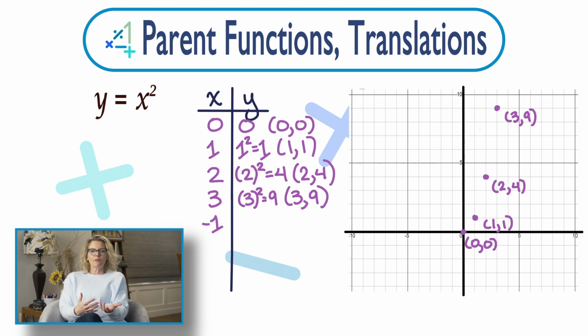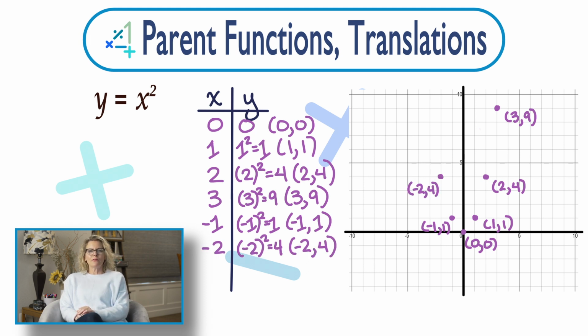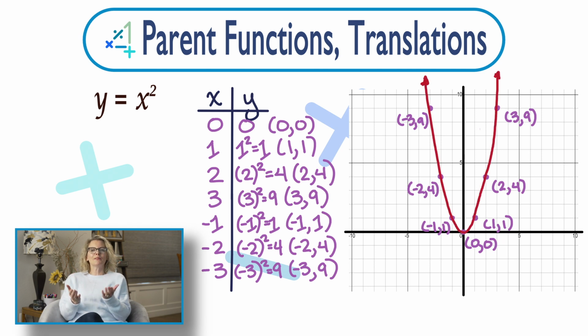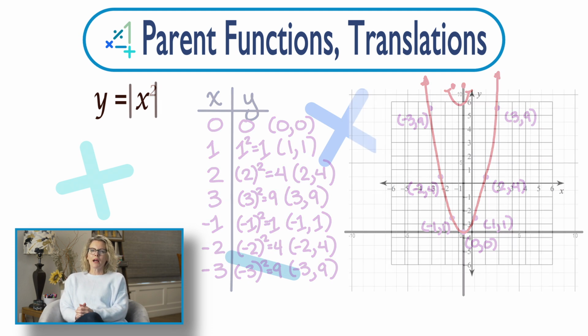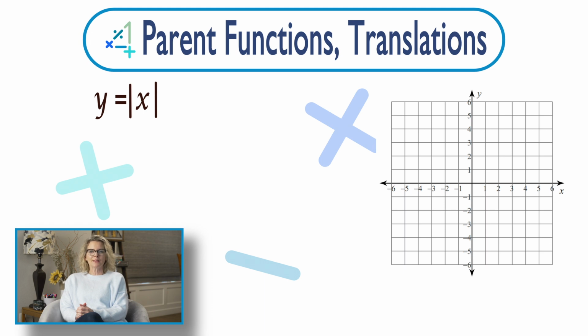If x is -1, y is -1 squared, and -1 times -1 equals +1. Similarly, if x is -2, y will be +4, and -3, 9 is also on our graph. The parent function of y equals x squared is a lovely parabola that sits right at the origin and looks like a huge smile. The last of today's parent functions is y equals the absolute value of x.